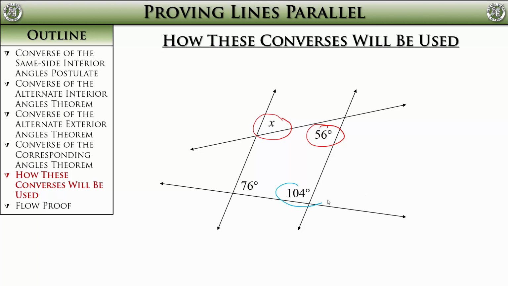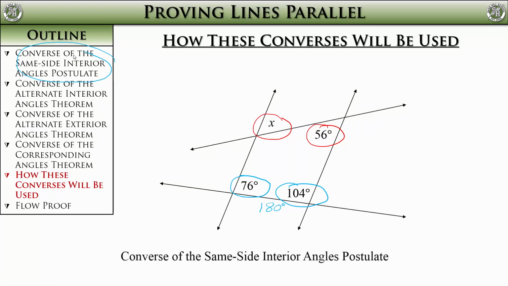That 104-degree angle must be useful for something. It doesn't directly pair with the x-degree angle. Those are not related at all. But it must have been given for a reason. But if you notice, that 104-degree angle is same side interior with a 76-degree angle, and they happen to be supplementary. They add up to 180 degrees. And when I have same side interior angles that add up to 180 degrees, I definitely know lines are parallel. I'm going to be using this guy right here.